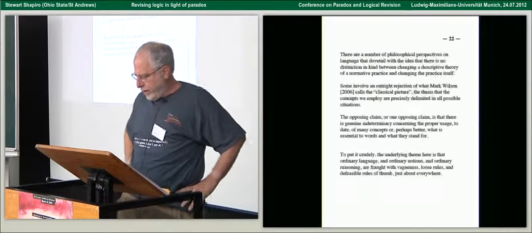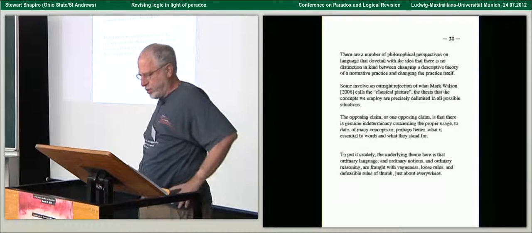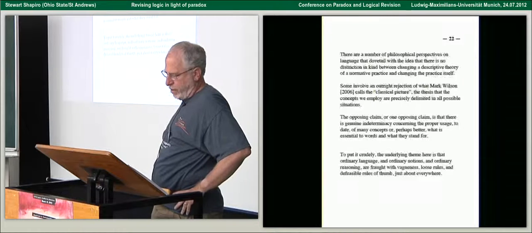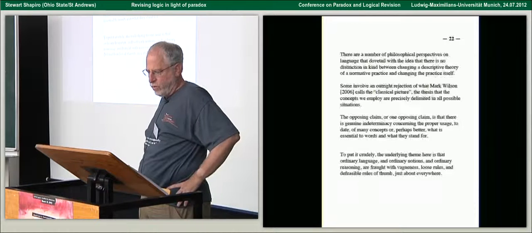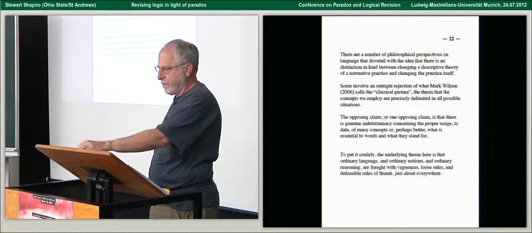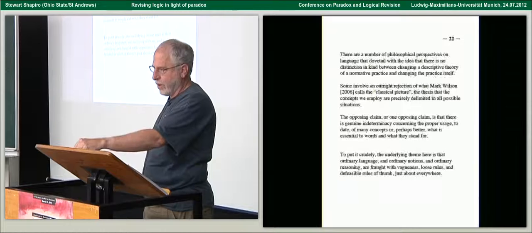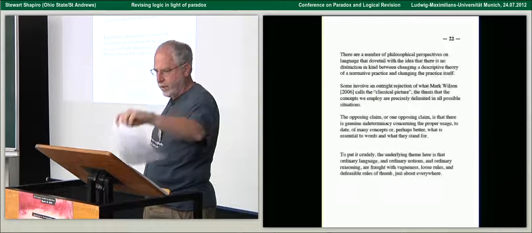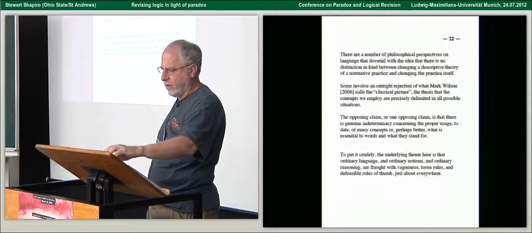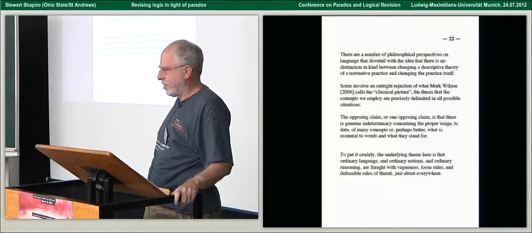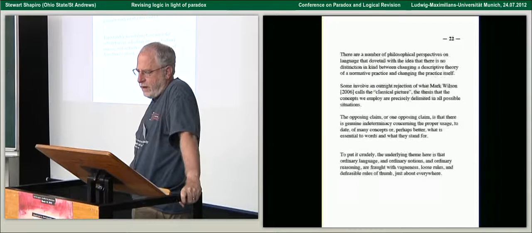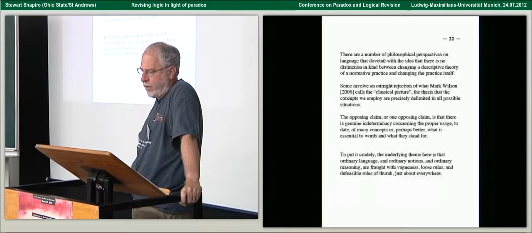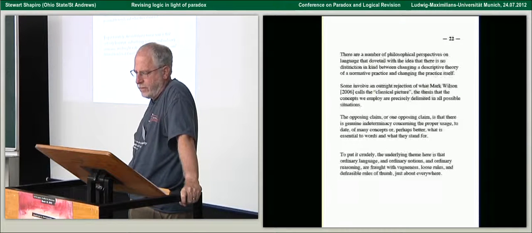To put it crudely, the underlying theme here is that ordinary language and ordinary notions and ordinary reasoning are fraught with vagueness, loose rules, defeasible rules of thumb, just about everywhere. It's not that anything goes. That's crazy. We do manage to reason, we do manage to get things right. But it isn't as sharp and determinate as one would hope. All right, now the perspective that I'm suggesting here, or outlining or sketching, is of a piece with the Quinian attack on the analytic-synthetic distinction.